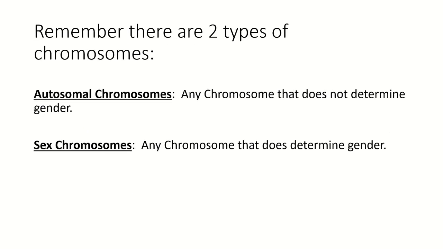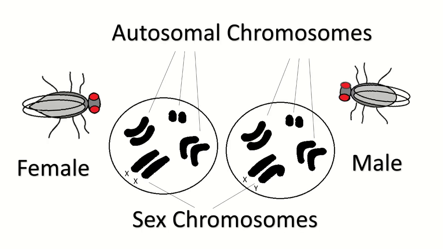Okay, there are two types of chromosomes: autosomal chromosomes and sex chromosomes. Autosomal chromosomes are all the chromosomes that don't determine gender. They're most of our chromosomes. Humans have 22 pairs of these, 44 total. Sex chromosomes, on the other hand, are the ones that determine your gender. Humans have one pair of these, one from mom and one from dad. Fruit flies are different, though. They have four pairs, 8 total, and 3 of those are autosomal, and one is a sex chromosome.